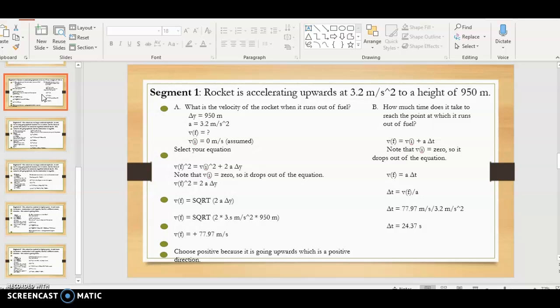I plug in my numbers, and my meters per second divided by meters per second squared, and I work out my units, and I end up with seconds, so I know I set up my problem correctly. And my delta t is going to equal 24.37 seconds. So the rocket is going up faster and faster with a max speed for this segment of the problem, at the end when it runs out of fuel, of 77.97 meters per second, and it took 24.37 seconds to get there.